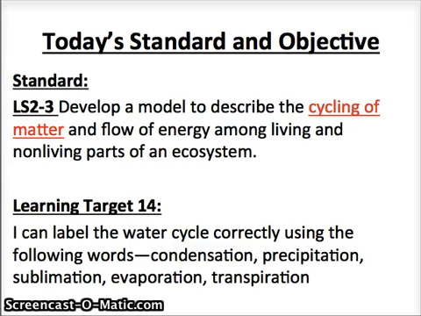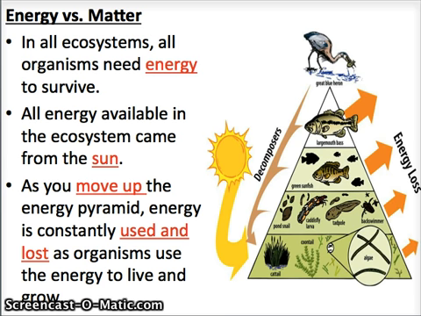Alright, so in the past week we have been talking about energy. You all know that all living things need energy to survive, and all the energy comes from the sun. And we also learned about how when we move up the energy pyramid, energy is being used up and lost as heat, and some of it, 10%, gets passed on to each level. Okay, so this is review. Now, we're going to talk about something new.